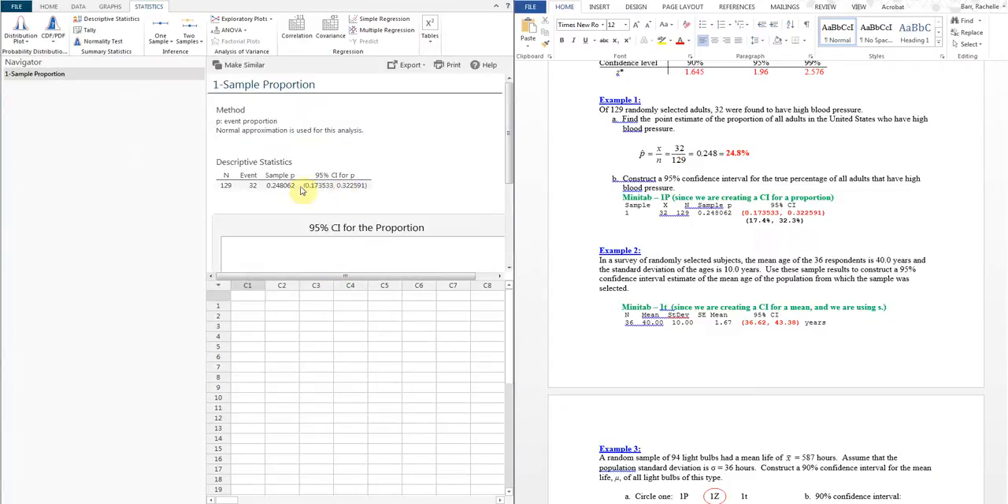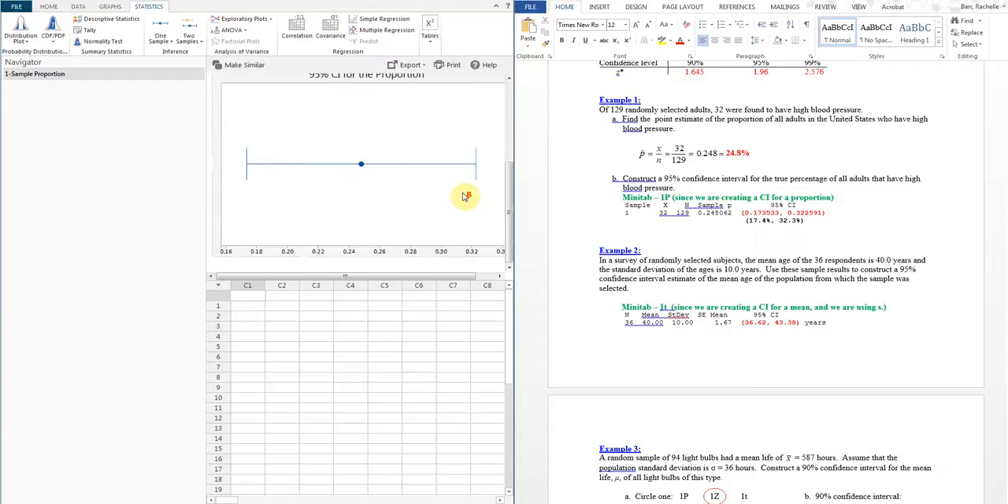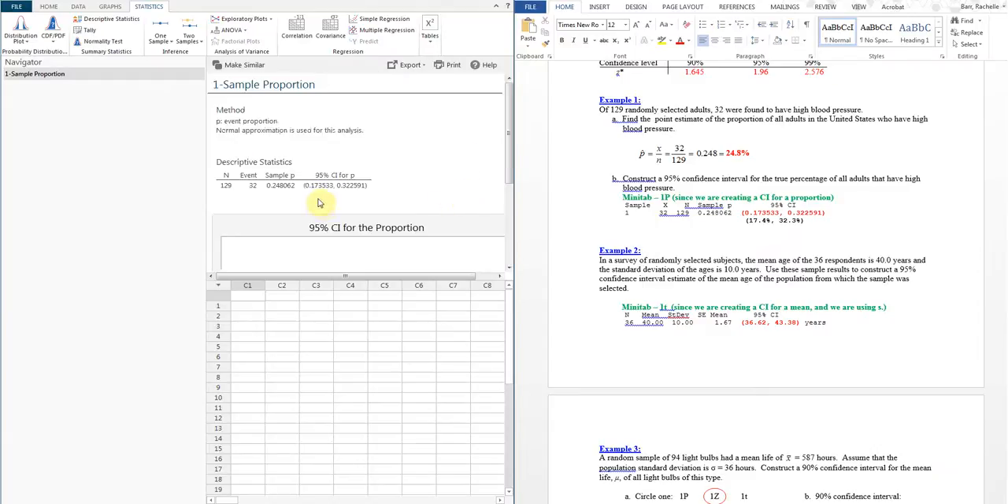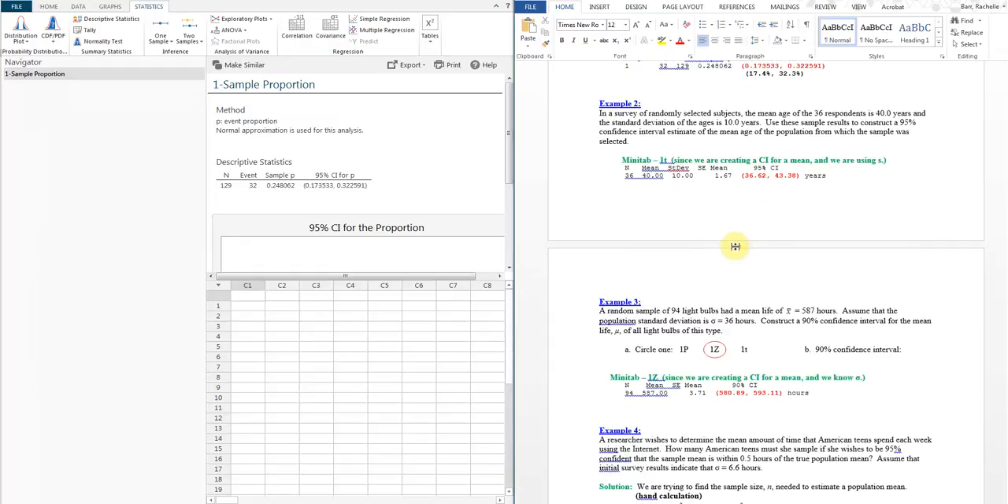And there's your confidence interval. For some reason, Minitab Express also likes to produce a graph. You don't really need that. Okay, so there's the confidence interval for p. The population percentage that we suspect has high blood pressure in adults in the United States is somewhere between 17.4 and 32.3%. This output is from Minitab 17. Notice they come out exactly the same. Baller. All right, let's do example number 2.